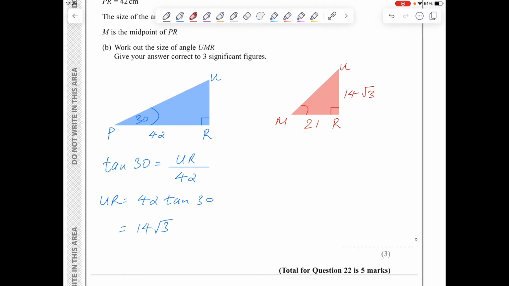So using trigonometry again, I have tan of angle M equals the opposite side over the adjacent. So M is equal to the inverse tan of this number. So you can use the calculator and get an answer of 49.1 degrees, correct to 3 significant figures.